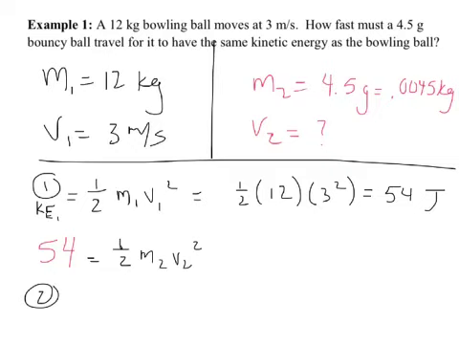And you could solve generically for V, but in example 2, I'm going to do a completely generic solution. So I'm just doing it with numbers first. In the first example, the first way to do this is to find the KE of the bowling ball, 54 joules. Then set that equal to the KE of the bouncy ball, and you could solve for V2 in this problem. So you could plug in your mass and solve for V2.